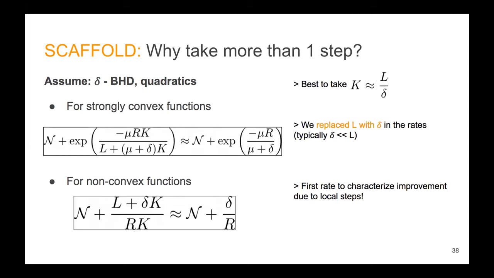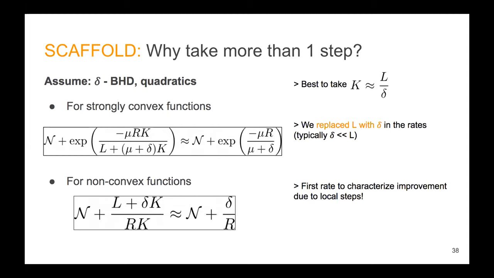To our knowledge, this was the first work to actually characterize the importance of taking local steps. It intuitively makes sense: if the functions are very similar, then you should take a lot of local steps, because then you're really trying to optimize the central function. But this is one setting where this can actually be proved formally.